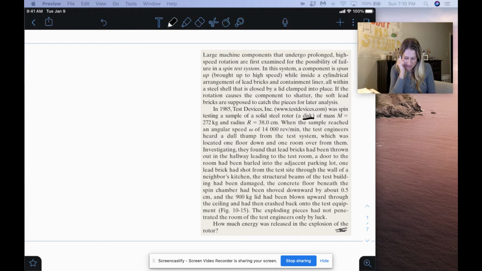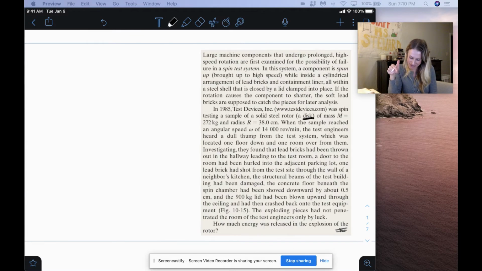Investigating, they found that the lead bricks had been thrown out into the hallway leading to the test room. A door to the room had been hurled into the adjacent parking lot. 1 lead brick had shot from the test site through the wall of a neighbor's kitchen. What? The structural beams of the test building had been damaged.